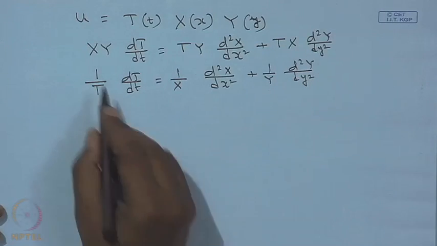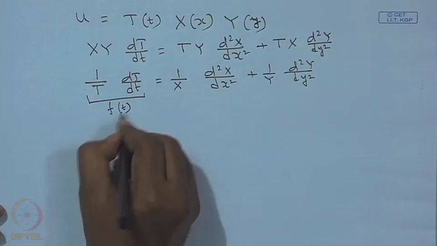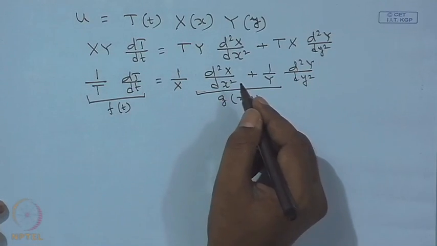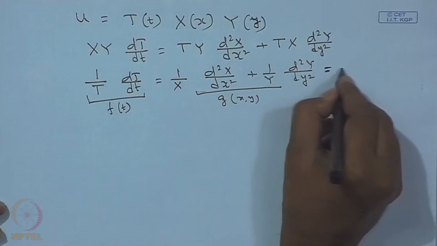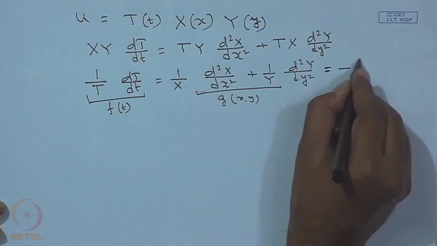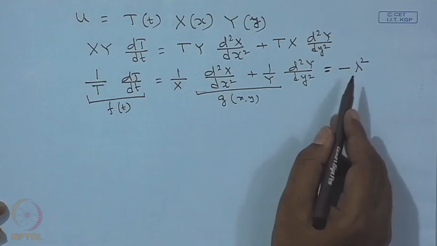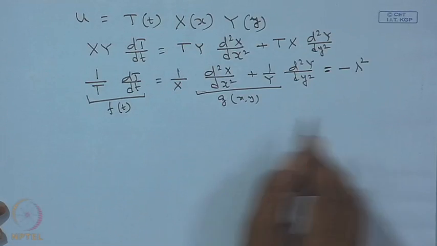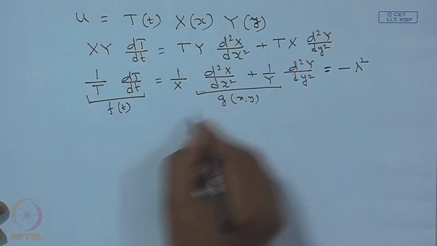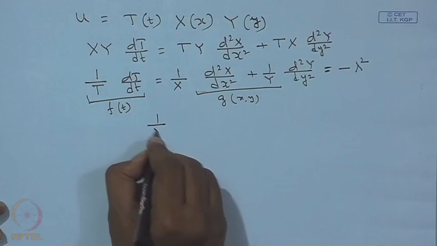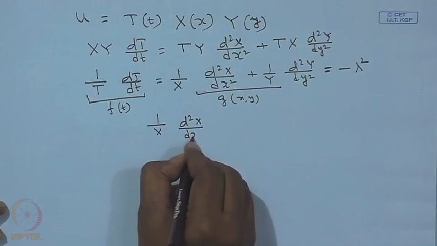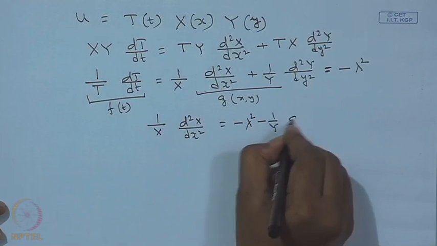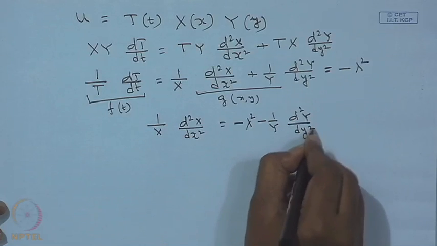dy square. So, the left hand side is a function of time alone, the right hand side is a function of space alone. Therefore, they are equal and they will be equal to some constant. We call this constant as minus lambda square, and this constant cannot be 0 or positive. If this is 0, it will give a trivial solution. So, let us again consider this part: 1 over X d square X dx square is equal to minus lambda square minus 1 over Y d square Y dy square.